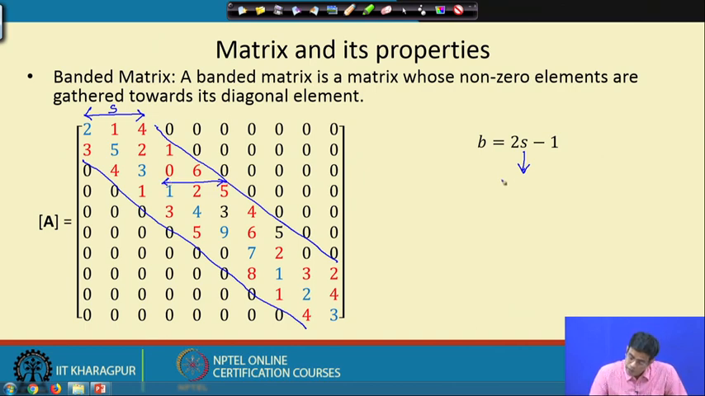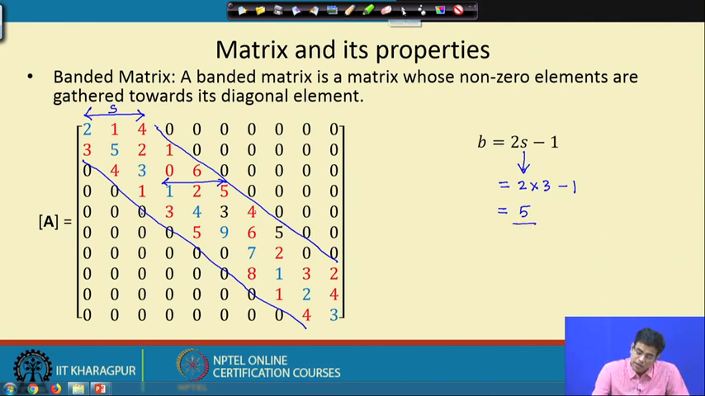So, my final bandwidth will be 2 into 3 minus 1, that is 5. So, how do I get the 5? I am getting the 5 in this way: from the diagonal I can have 2, and from this side of the diagonal I can have 2 more non-zeros. So, this is how we calculate the bandwidth of the matrix.